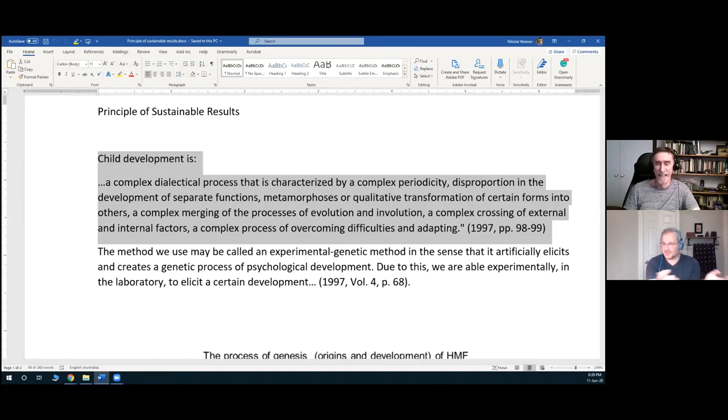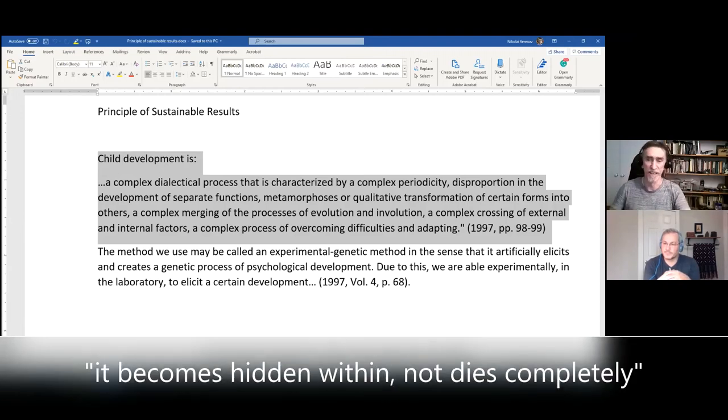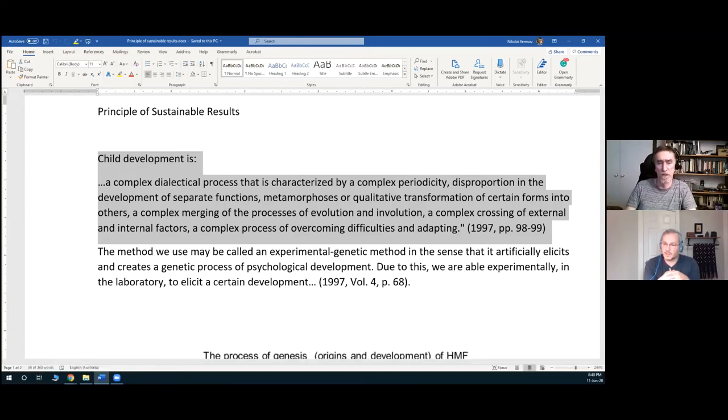When the flower goes to the fruit, philosophically, it's a negation of the negation. And you probably remember that law, that the next stage is a kind of negation of assimilation, which means that it becomes hidden within, not dies completely. You remember, you had an access to my chapter about dialectics.